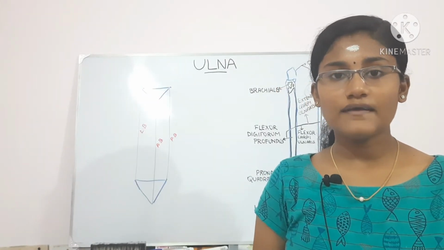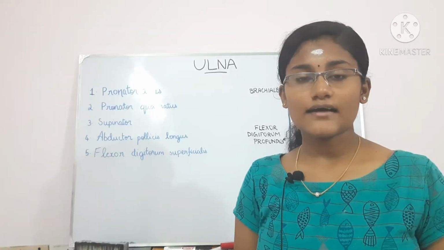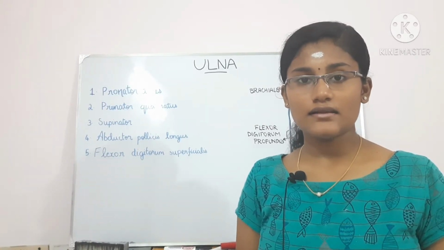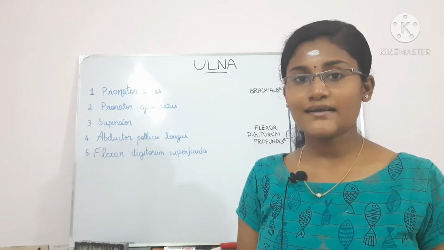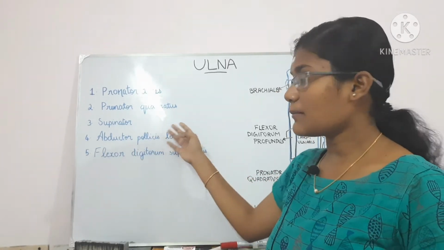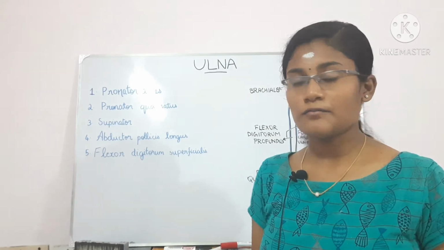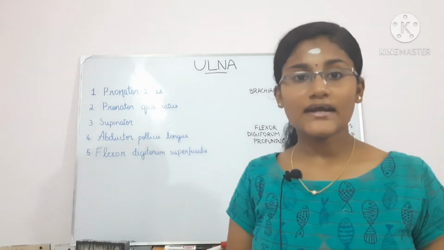Now let's talk about the attachments of the ulna. In the attachments of the ulna, there are 13 muscles and I have divided them into 8 and 5. So these 5 muscles are present in the radius also. The first one is the pronator teres.